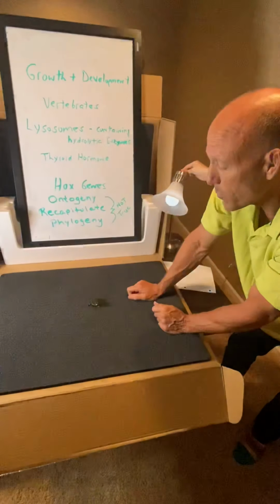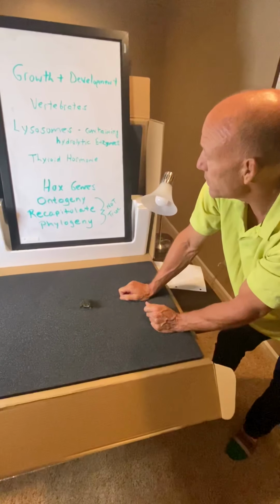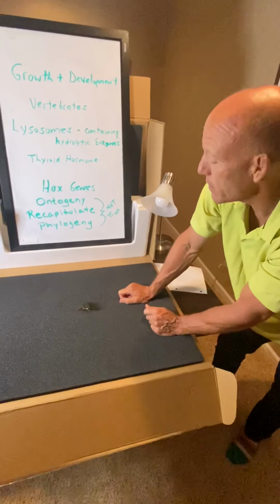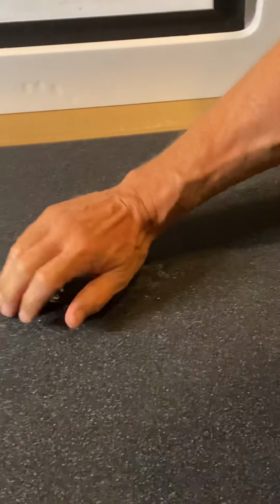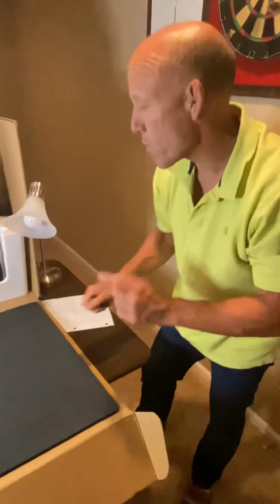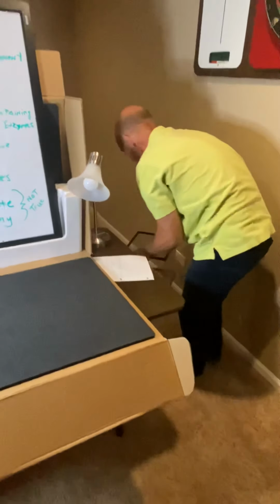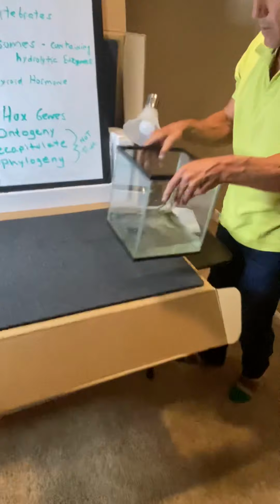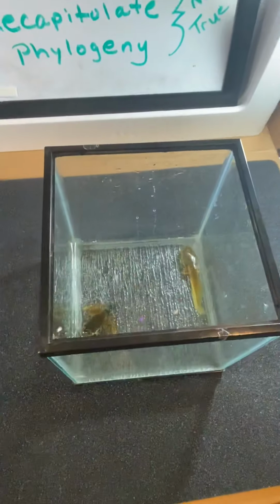Otherwise, we'd have a perpetual tadpole. He needs that thyroid hormone to do that. So not only are we seeing growth, Bullfrog's going to get bigger in mass, but we're also seeing development. He's going from tadpole to frog, right? An adult bullfrog.